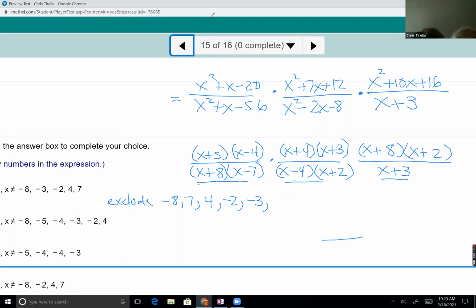Now, common factors: the x minus 4, the x plus 8, the x plus 3, the x plus 2. So final answer, I have left x plus 5 times x plus 4 over x plus 7. I'm sorry, that's no good. That's not a plus sign, it's a minus sign, isn't it?